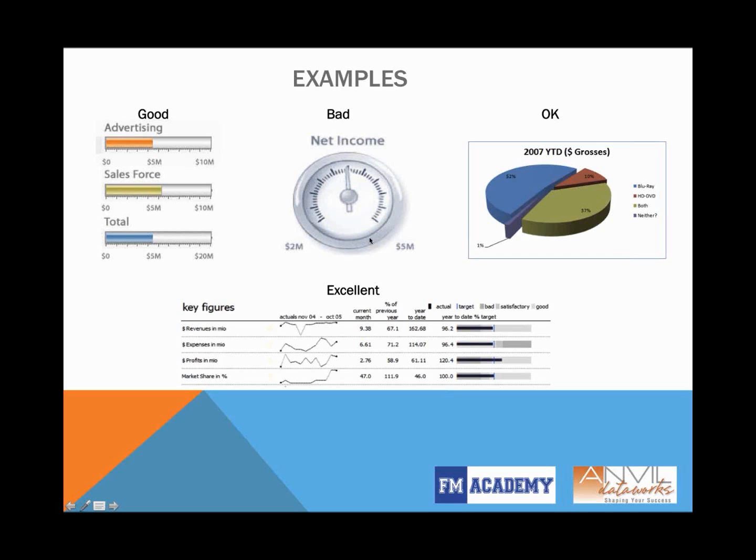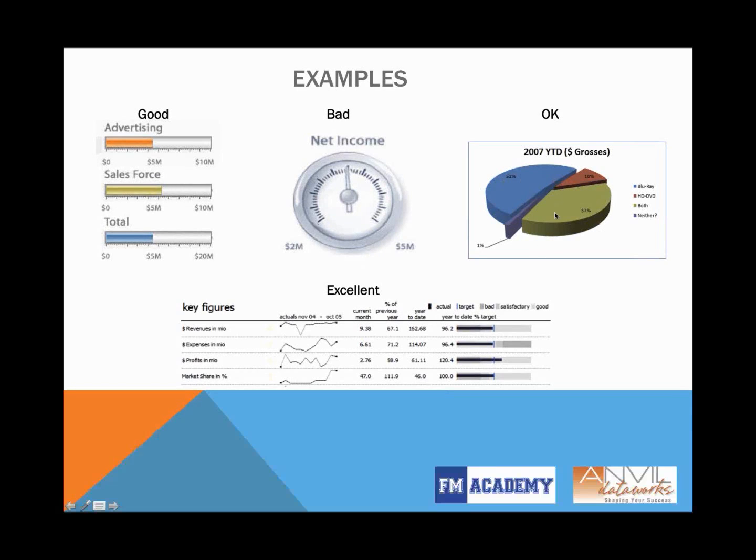The second item here, this bad widget, the reason it's bad is because we have no information. What does the 2 million represent? What does the 5 million represent? What is the arrow pointing to? What does that mean? It doesn't give us any info. So this widget, although it may look kind of nifty, really doesn't give us anything important, anything we can work with.